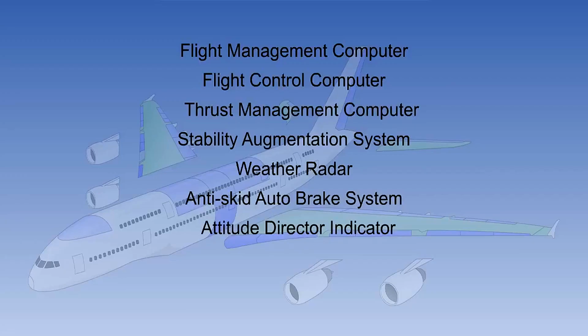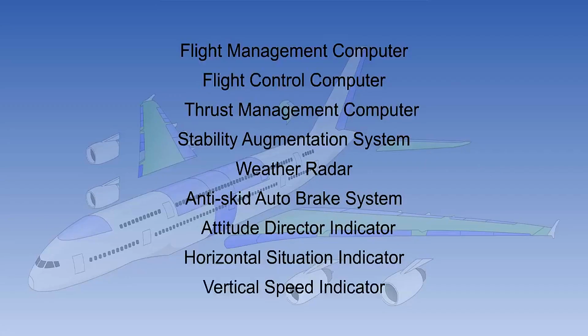Ground speed is fed to the anti-skid auto brake systems, and attitude information is used in the attitude director indicator, and navigation information in the horizontal situation indicator. The vertical speed indicator is derived from the vertical accelerometer. This is sometimes called an inertial lead unit. And all attitude, acceleration, velocity and position information is, of course, continuously fed to the flight data recorder.